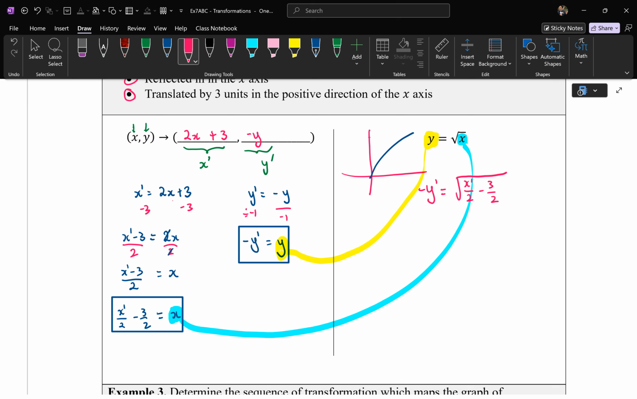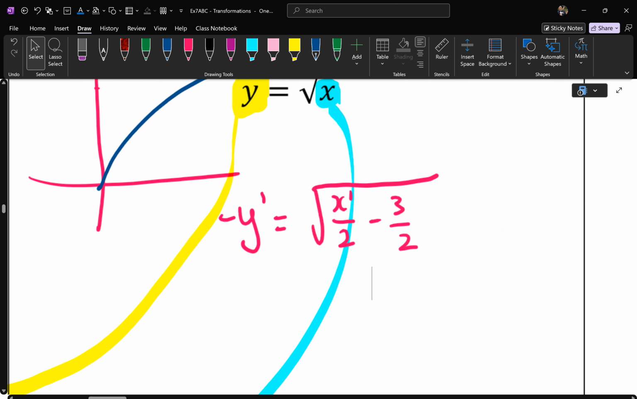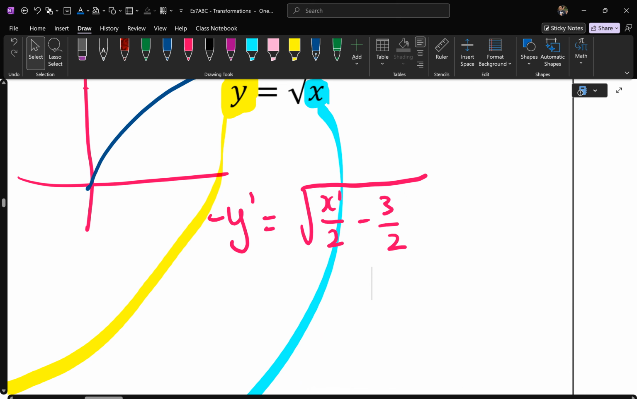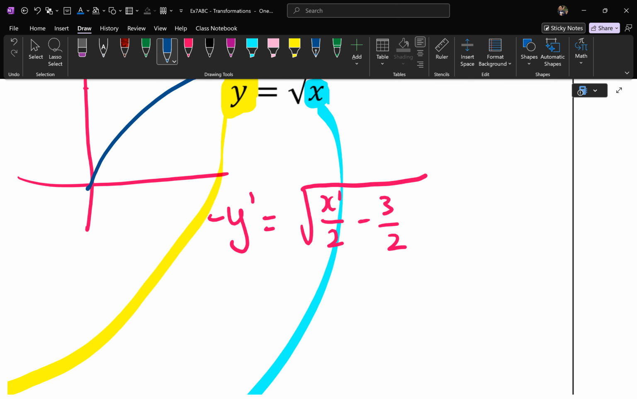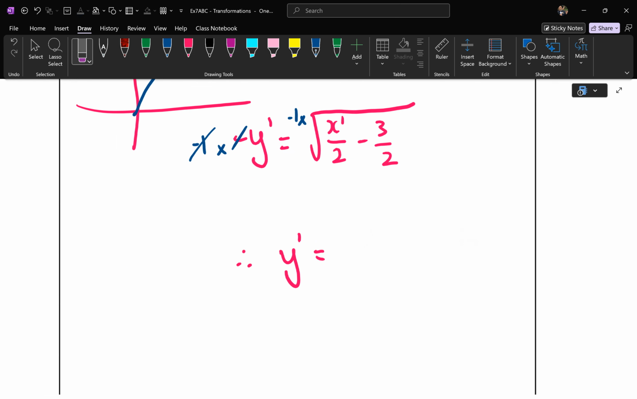Yeah? Anyways, so what is the new equation? Here we go. Normally you have just y by itself. So I'm going to times both sides by a negative. Times this by negative 1. Negatives and negative cancels out. Then I go to times this by negative 1. And so you get the new equation. Y dash is equal to, I'm just going to rub this out so it doesn't confuse you. Y dash is equal to the negative root x dash on 2 minus 3 on 2.